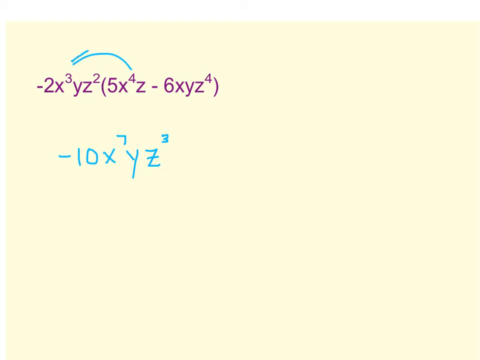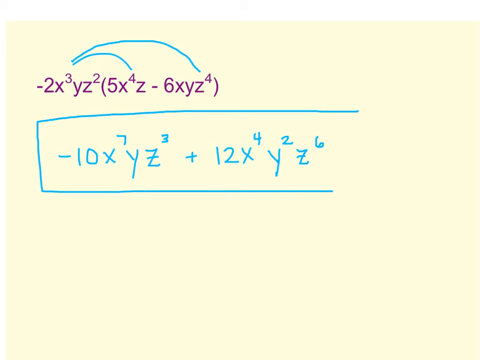Now you have to distribute to the second term. So start with your coefficients. You have a -2 times a -6. That negative times negative will become a +12. Multiply your x's. X cubed times x to the first. Adding those exponents, you're going to get x to the fourth power. Now multiply your y's. You have y times y. Adding your exponents, you get y squared. And then z squared times z to the fourth. Keep your z, add the exponents, and get z to the sixth. So that looks kind of weird, but that's our answer, so we're good.